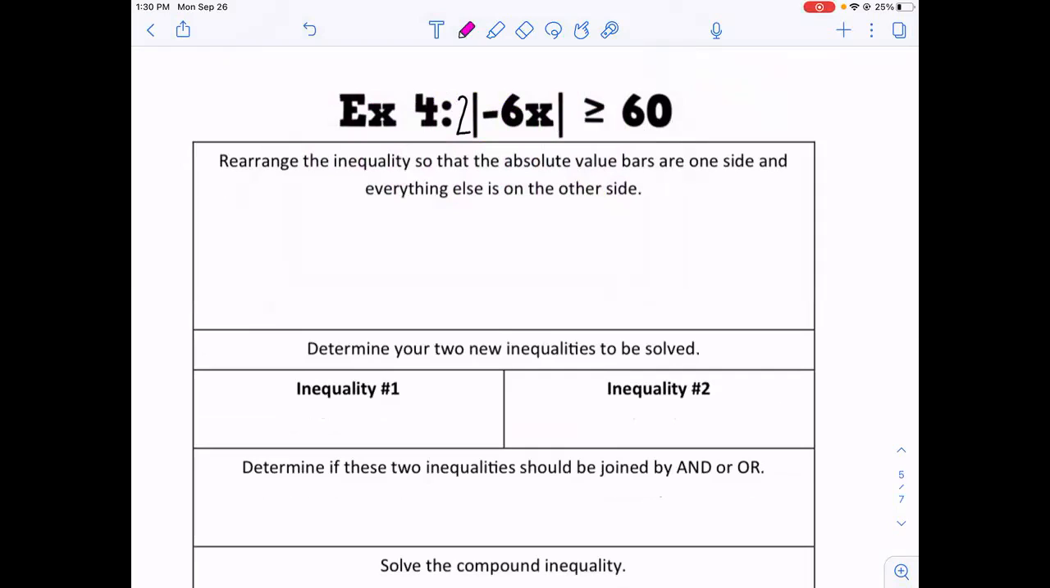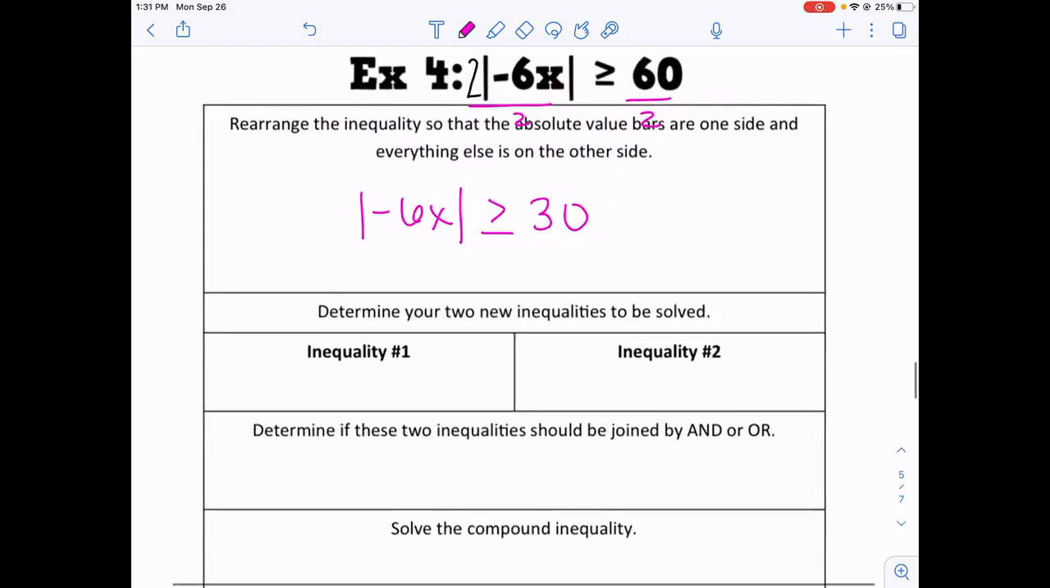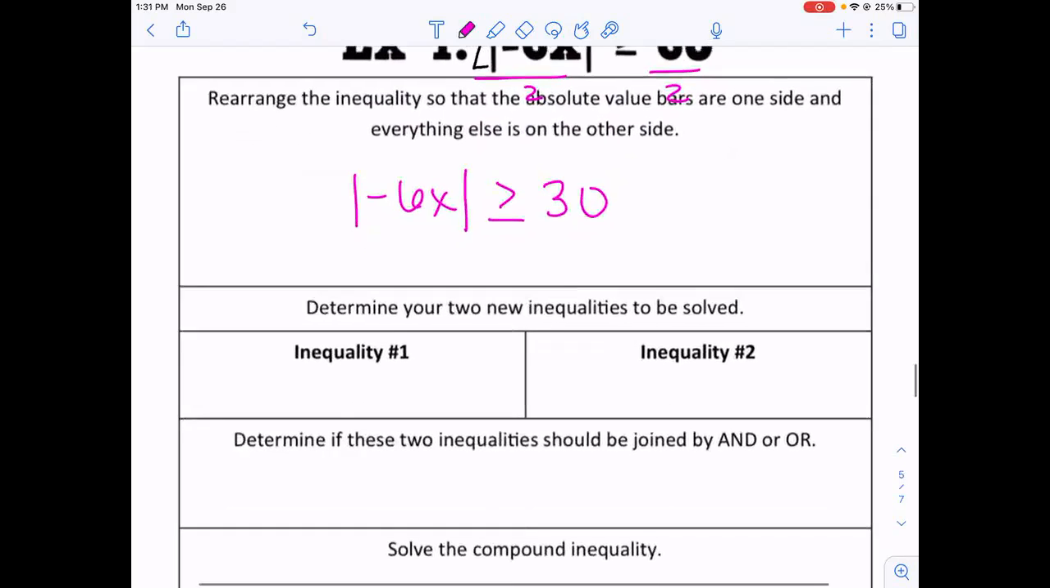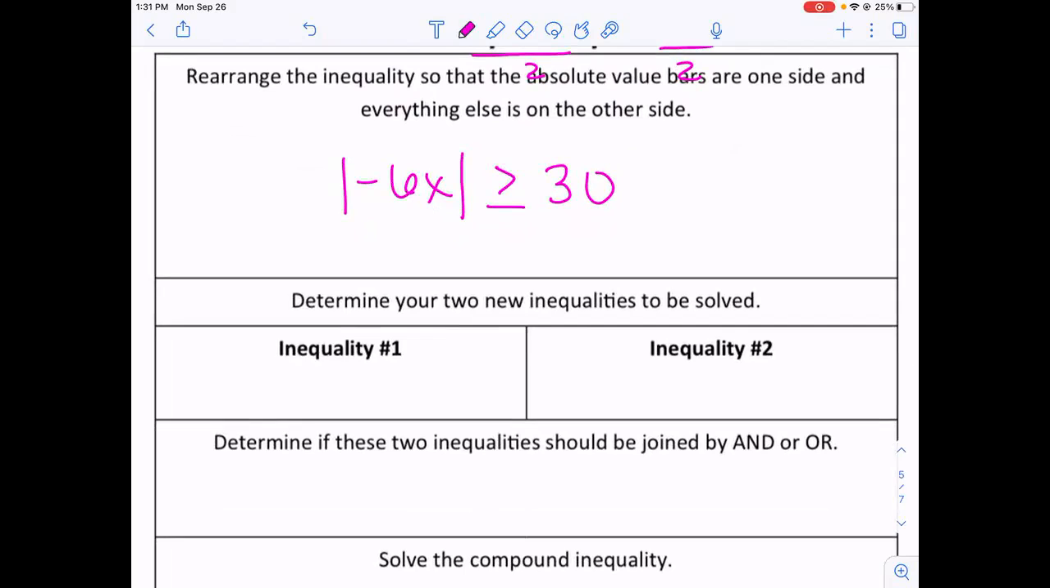No. Kane, what do we need to do to both sides? Divide by 2. So if we divide both sides by 2, we get the absolute value of negative 6x is greater than or equal to 30. Now the absolute value is by itself on the left. Let's split this into 2 inequalities. We have negative 6x is greater than or equal to 30. We also have negative 6x, and we're going to switch the sign.